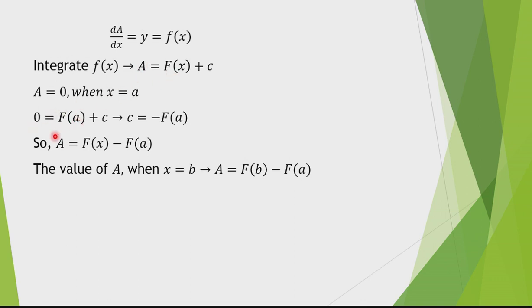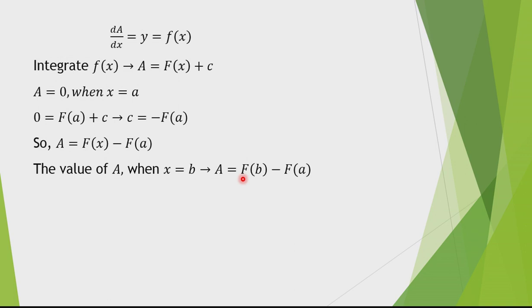At the initial point we don't have an area. Then 0 equal to F(a) plus c, so c equal to minus F(a). So now we can substitute c equal minus F(a) into my general result for finding the area. But we need to find the area between x equal a and x equal b. Then substitute x equal b into this result. It becomes A equal to F(b) minus F(a).